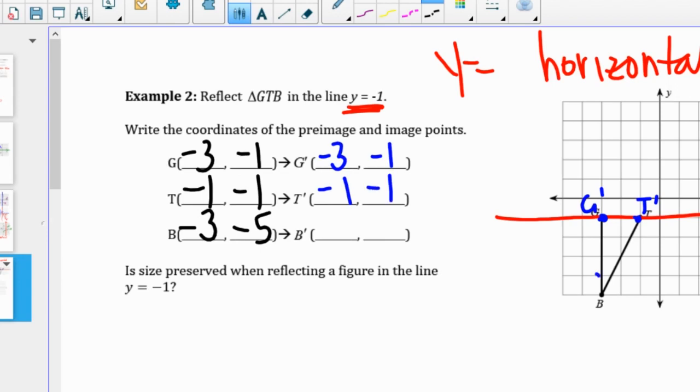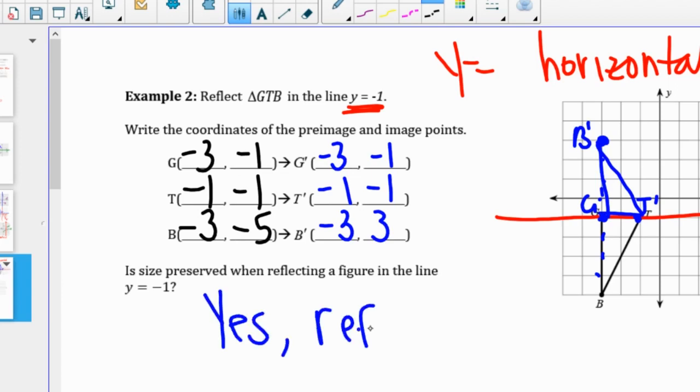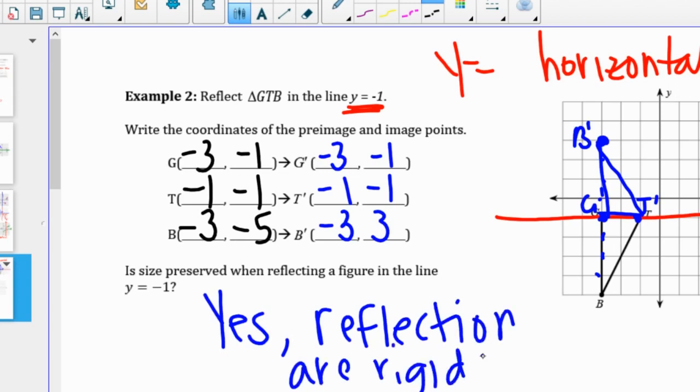B prime, on the other hand, this was 1, 2, 3, 4 units away from our line of reflection. It now needs to be 1, 2, 3, 4 units away the other direction. Oops, that's B prime. Erase that. B prime. So this would be to the left 3, up 3 from our origin. So (-3, 3) would be the location of that point. And again, what we notice is that when we are reflecting, our size is preserved in a reflection because, again, reflections are rigid motions. So we're preserving the shape and size when we reflect.